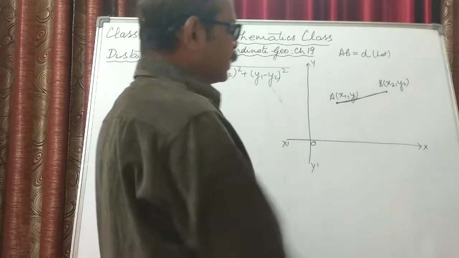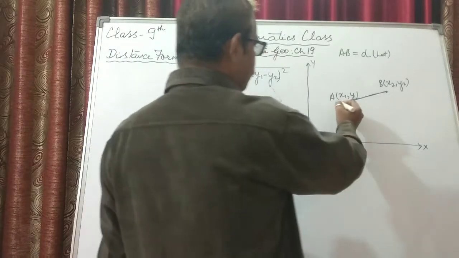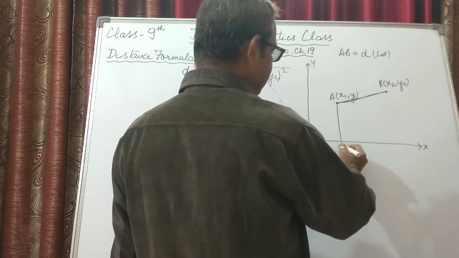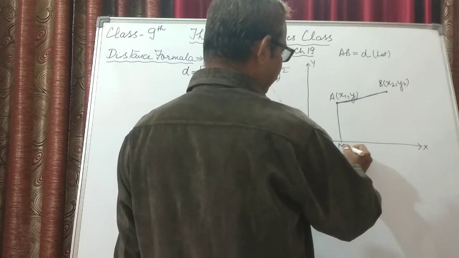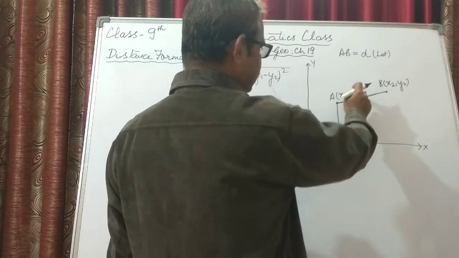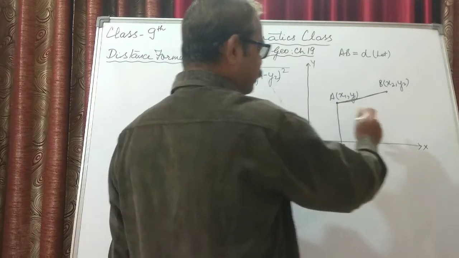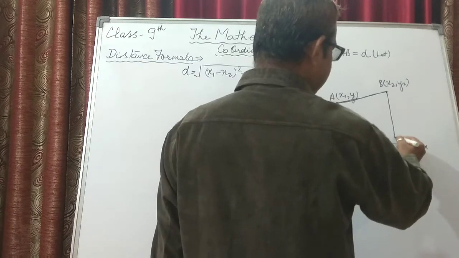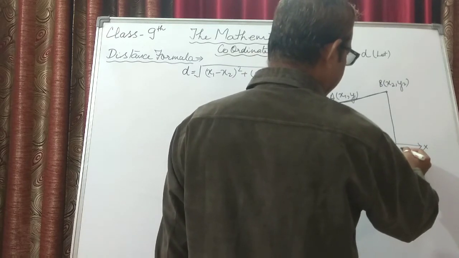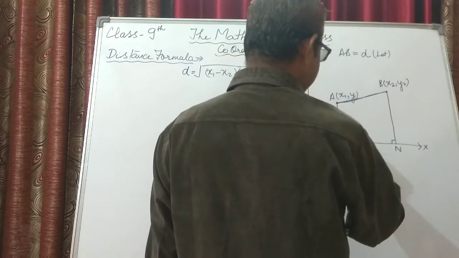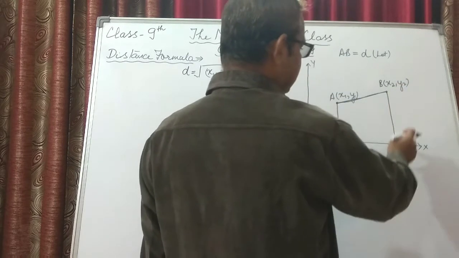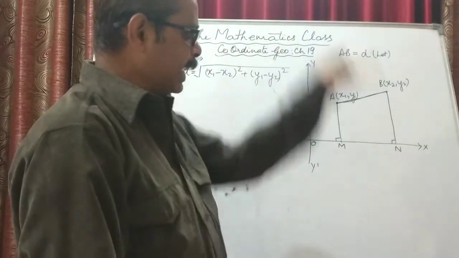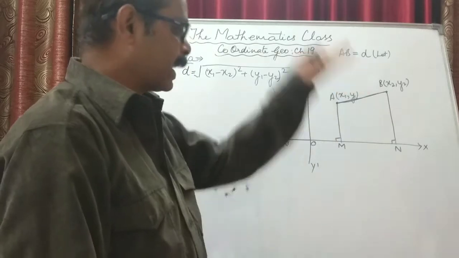Now, in order to find the distance, from point A we draw a perpendicular on the x-axis. Let us say this is point M. It means AM distance is Y1 units, because on the y-axis it is Y1 units. Similarly, from point B we draw a perpendicular on the y-axis and name it point N. This is 90 and this is 90. We have drawn a perpendicular. It means NB is X2 units, because this distance is measured on the x-axis.